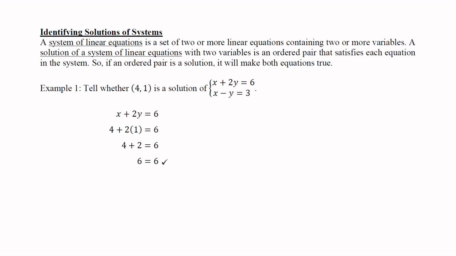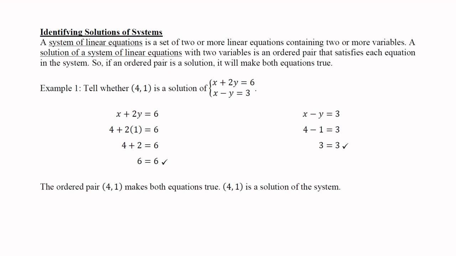But for it to be a solution to the system, you have to also see if it's a solution to your second equation. So we take our second equation, plug in x and y. 4 minus 1 gives us 3, and it checks out here as well. So the ordered pair (4, 1) makes both equations true, so (4, 1) is a solution of the system.